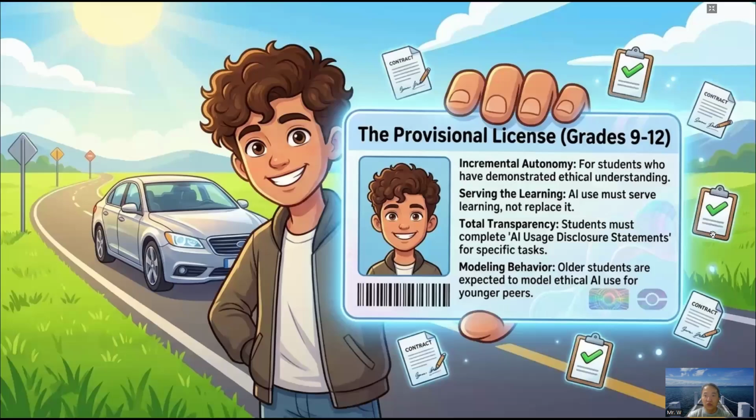But once they get into the ninth and 12th grade, they get that kind of license, the excitement, knowing that they've gone through the process of learning about the ethics, gone through the testing, and completed the idea of understanding what it means to be a responsible user of AI. And so they get this provisional license in ninth through 12th grade, with the idea that they will use it responsibly.